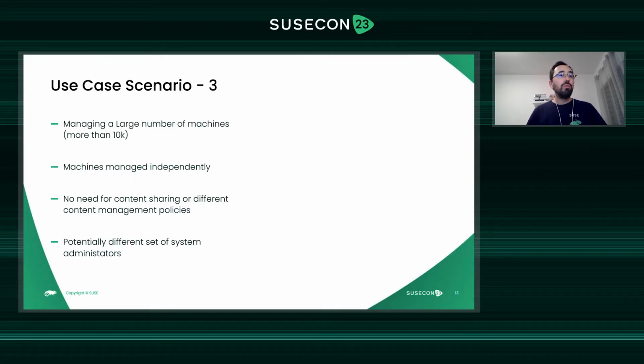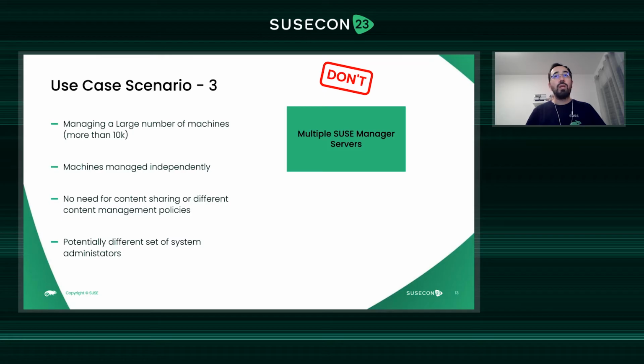Also, in this scenario, we don't have any need for content sharing, and we have completely different content management policies, and also potentially different sets of user administrators to take care of this group of machines. In this case, you also don't need to use the hub. You can deploy multiple SUSE Manager servers and manage these machines independently, and basically have one SUSE Manager server deployment per logical group.